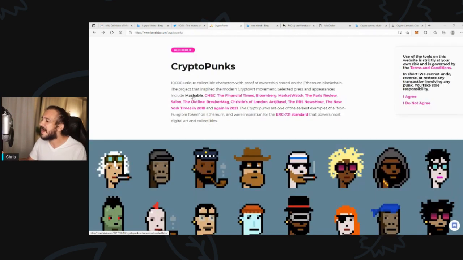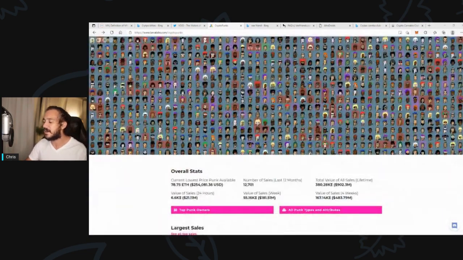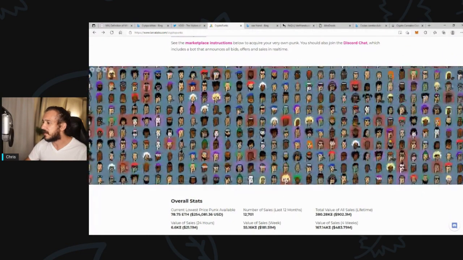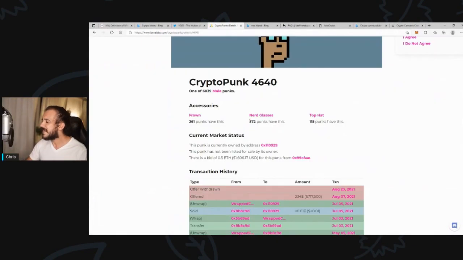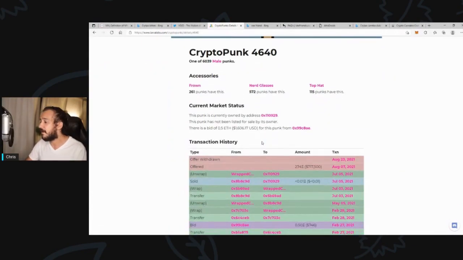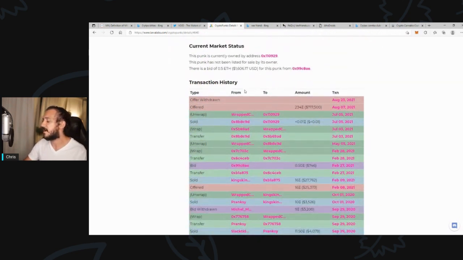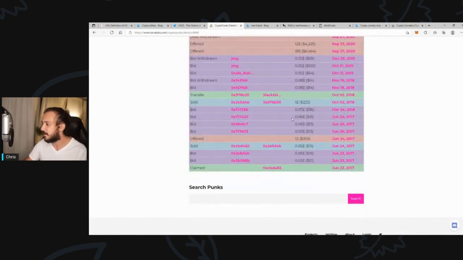So there's 10,000 unique collectible CryptoPunks that were given free to users, okay? You can kind of get a glimpse of them right here, and you can kind of see all of them right around here. All these are completely different. They all exist on the blockchain. For any one of these, we can click on to them. We'll go ahead and do that right now. See the details. We can see the accessories and the market status, and I would love to cover all that in another video. But we can also see right here the blockchain technology that comes in for the transaction history. So we know exactly how many times this was bought and sold.